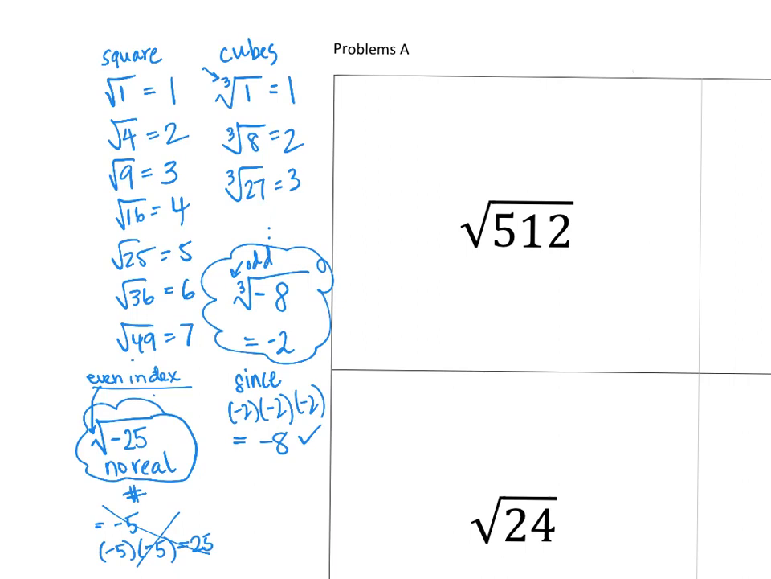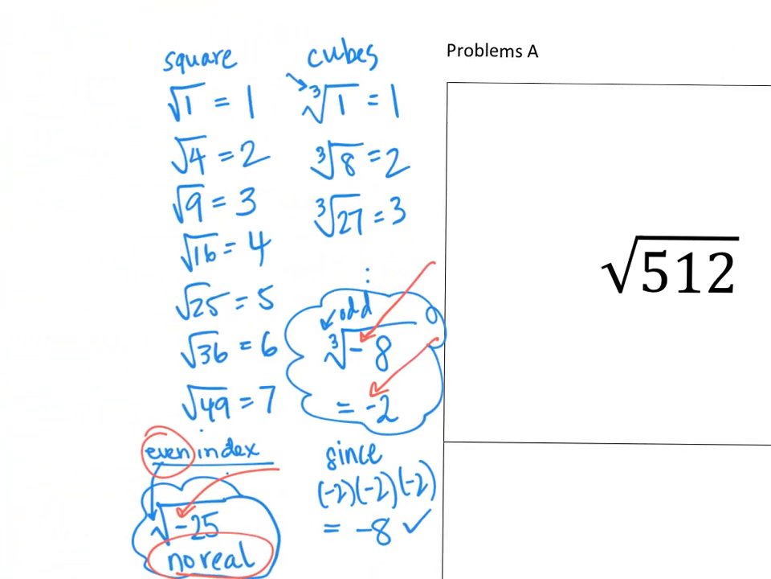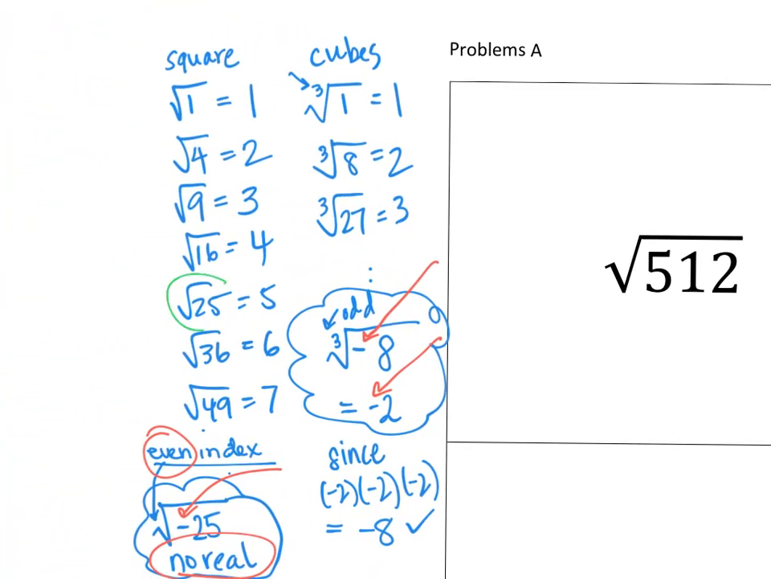If you have an odd index and you see a negative inside, it does get to come outside. But if you have an even index and you have a negative inside, then we're going to say it's not a real number for now. Okay, so if you look at the first problem, square root of 512, when I first glanced at that, I'm like, I don't think that's a perfect square. So what I want to do to try and break that apart, and again, it's similar to your thinking with these perfect squares over here, like square root of 25. The reason that it ends up being 5 is, well, let's try and factor 25. 5 and 5. So as soon as I see a pair, I know that it's a perfect square.